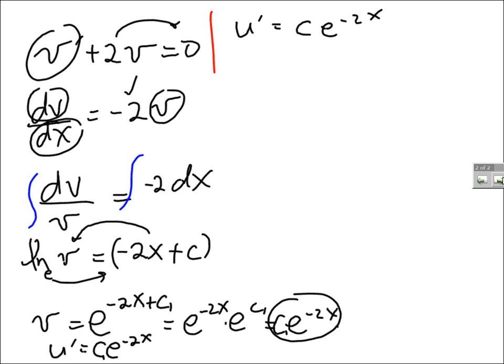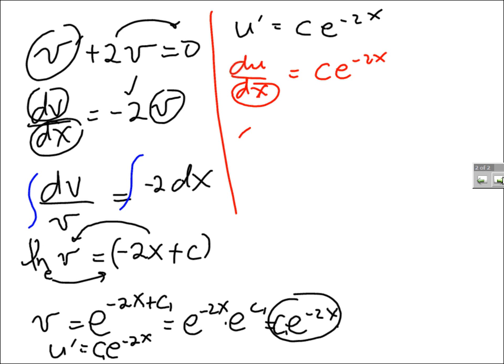Okay. Well, u prime is du/dx, and it equals c e to the negative 2x. I'll just move this to the top on the other side: c e to the negative 2x dx. And then I integrate both sides.